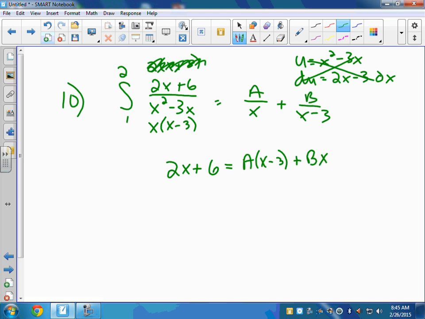Then I plug in the zeros here. So, and this is really how I write it on my paper, if x equals 3, then I say 3 times 2 is 6 plus 6 is 12. If I plug in 3 here, that goes to 0, so that would give me b times 3, so b would equal 4.